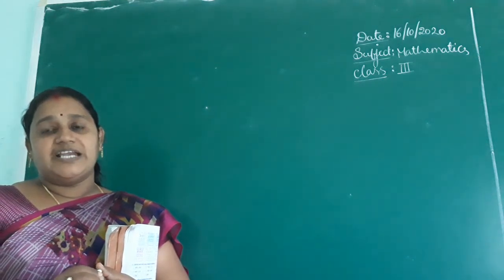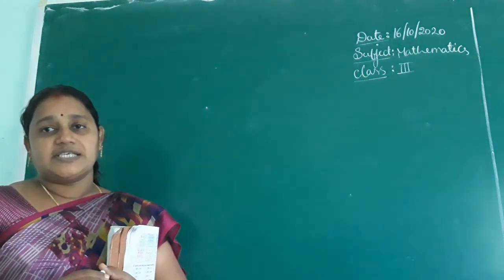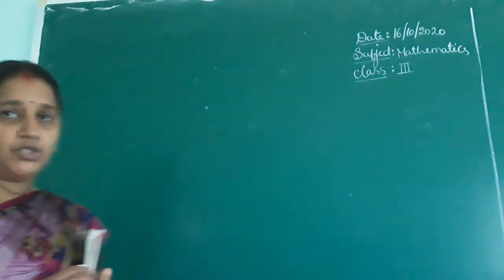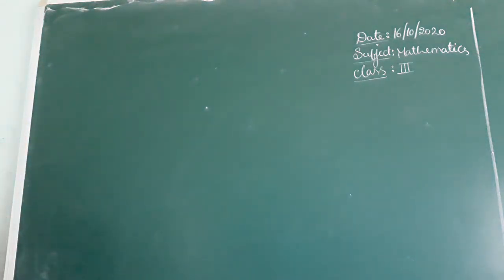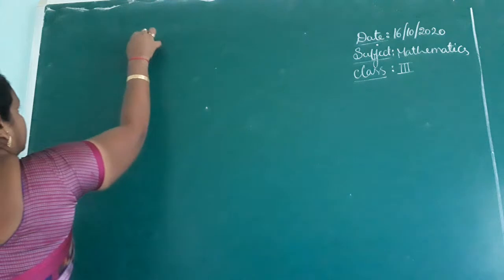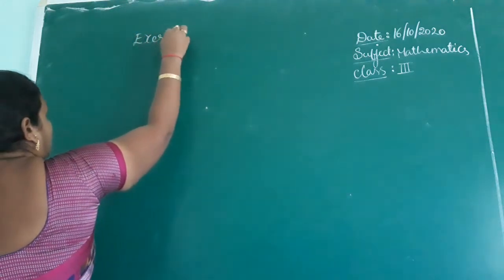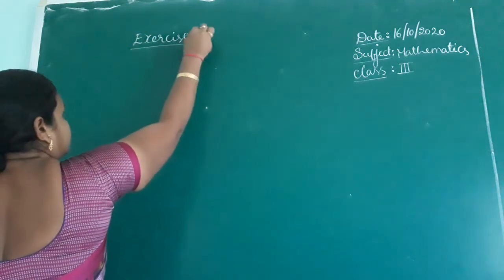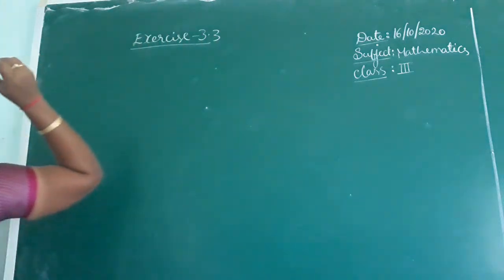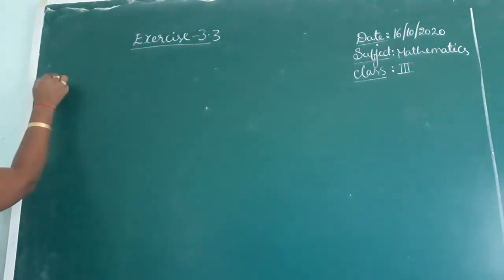In the previous class we completed the normal addition and subtraction of numbers, and we completed the story sums in addition. Now I am going to start the story sums in subtraction operation. See exercise 3.3. It's all about the story sums. See the first one, children.